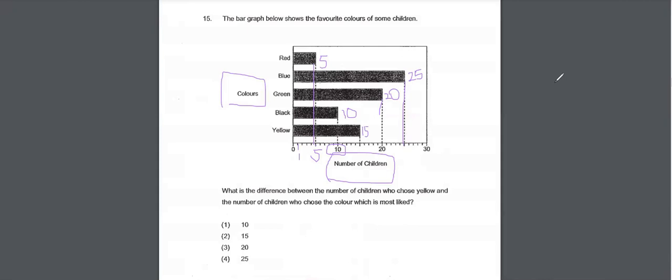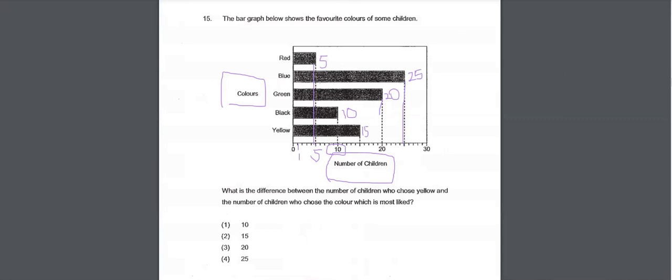I can tell you really fast if you ask me how many children like red, I can just say 5, because I have all the numbers written here. So it's just like answering the question. If the question asks how many children like green, you can straight away give the answer. Because during the exam you have very limited time, it is very important that you do every step to ensure that you do not make any silly mistakes, and you are also saving time.